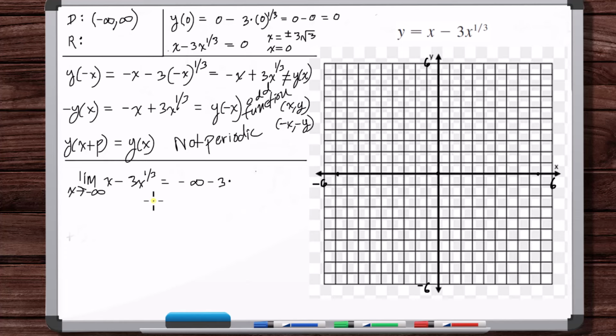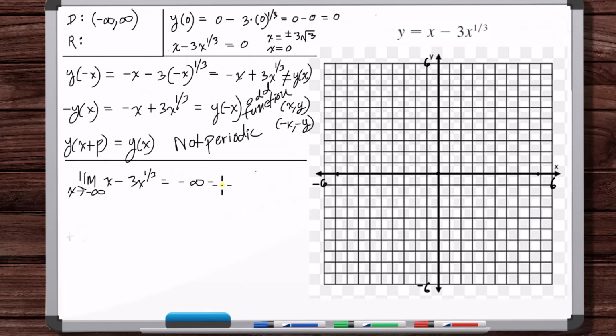Let's say, what is the cube root of minus 8? That's minus 2, right? So a cube root of any negative number is going to be another negative number. So the cube root of negative infinity is going to be negative infinity. What is 3 times negative infinity? Negative infinity.